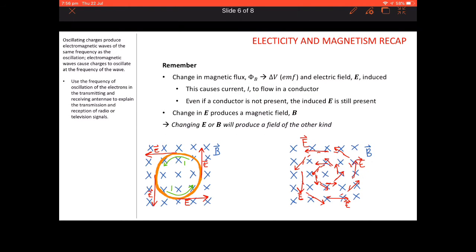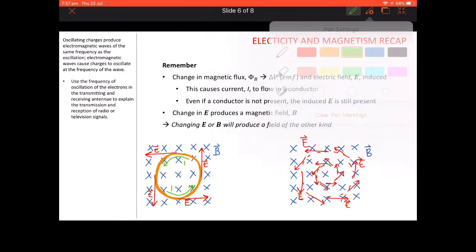This slide is just a recap from electricity and magnetism last term. So you just need to remember that a change in magnetic flux, which could be due to a change in magnetic field, produces a potential difference, so a voltage or an EMF, and an electric field is induced. This causes a current to flow in a conductor, but even if a conductor is not present, the induced electric field is still present. So that's represented by these drawings here.